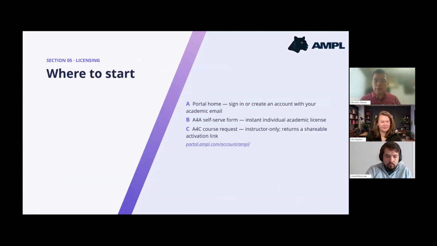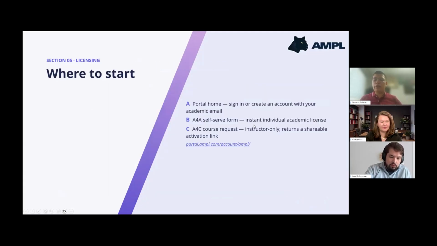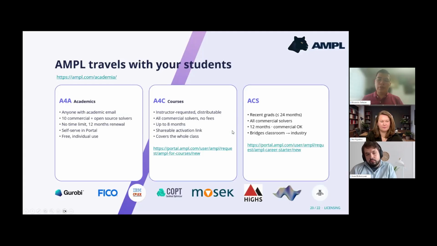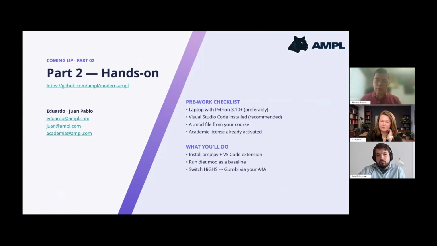Where to start? We have already showed you. If you want to sign up for an AMPL for Academics license, you can do it through our portal, portal.ampl.com. The A4C course request is this form that you have to fill. And the A4A form is also the same link that you have to fill. So ideally for next session, you should have already a license available either through A4A or A4C. And lastly, part two is happening on Thursday.